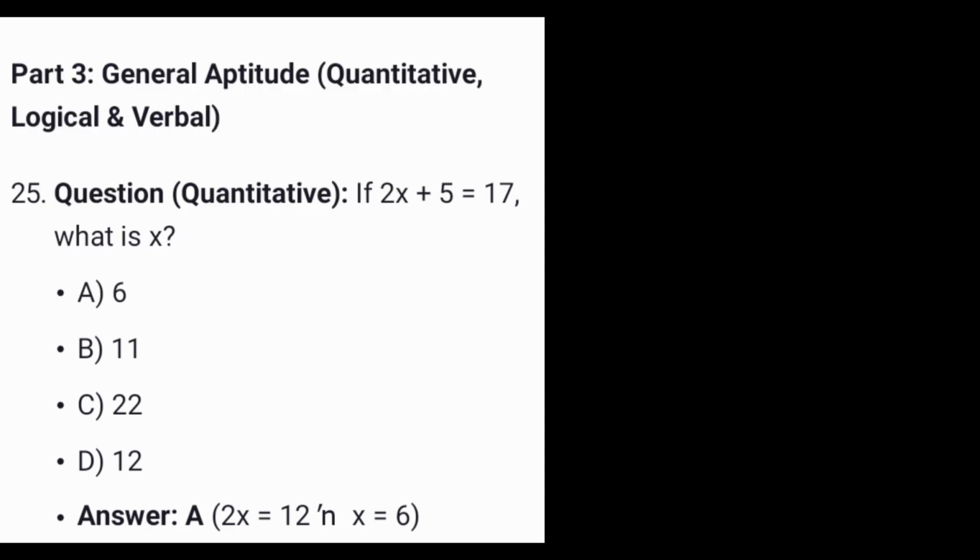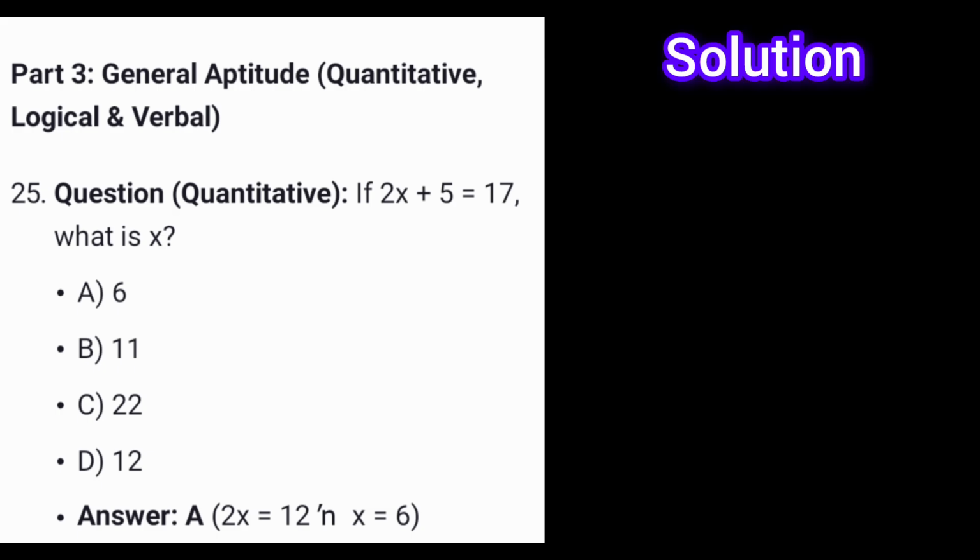Question number 25 says, if 2x plus 5 is equal to 17, what is x? A 6, B 11, C 22, and D 12. We have the answer to be A. How come it is A? Solution, let's solve. What is your answer?